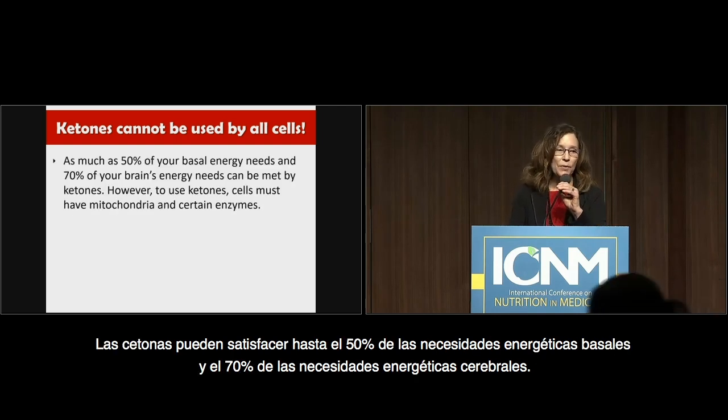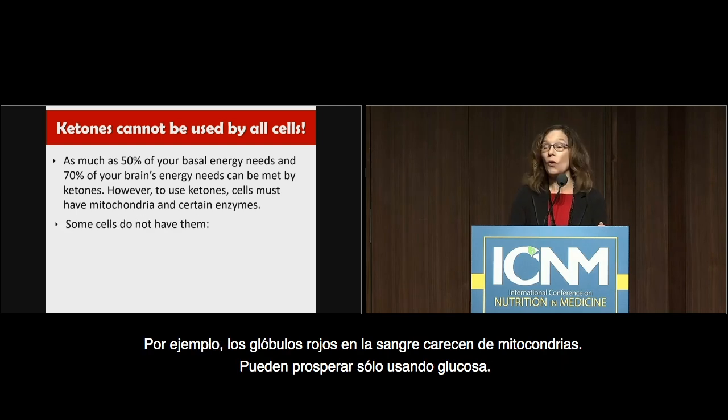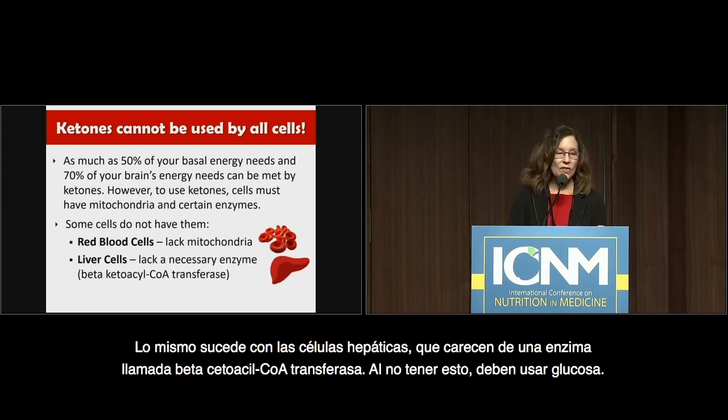As much as 50% of our basal energy needs and 70% of our brain's energy needs can be met by ketones. However, to use ketones, cells have to have mitochondria, and they also have to have certain enzymes, and some cells don't have this. For example, red blood cells lack mitochondria. They can thrive only using glucose. And that's the same with liver cells. They lack a necessary enzyme called beta-ketoacyl-CoA transferase, and without that, they must use glucose.